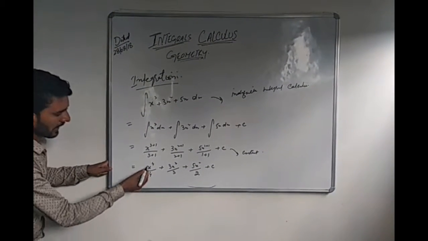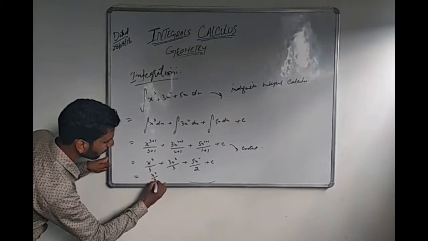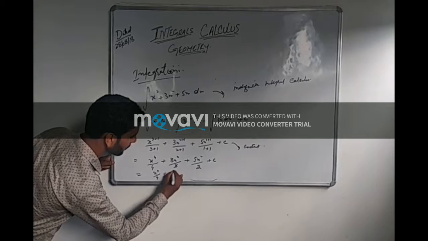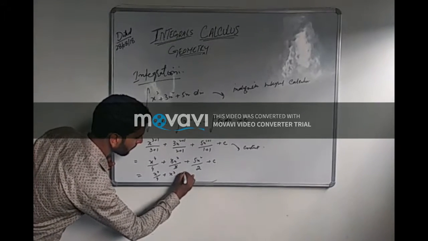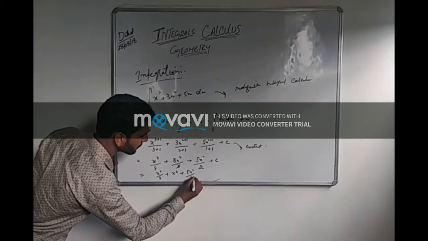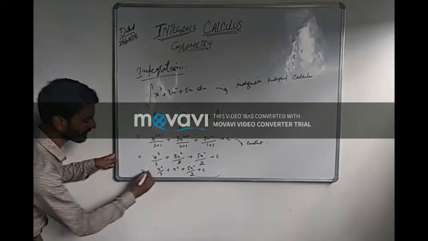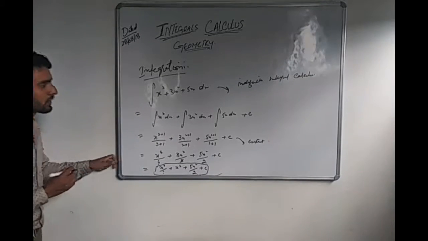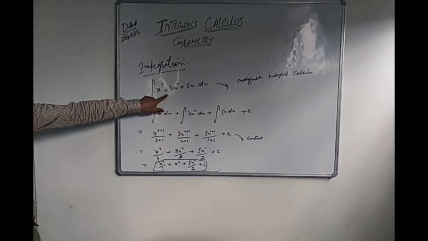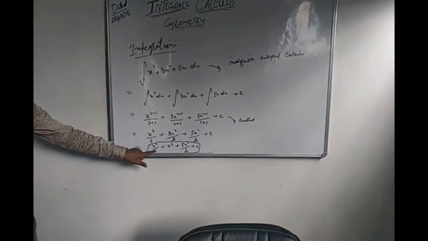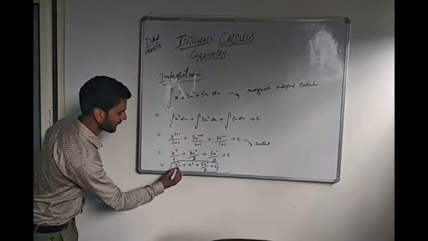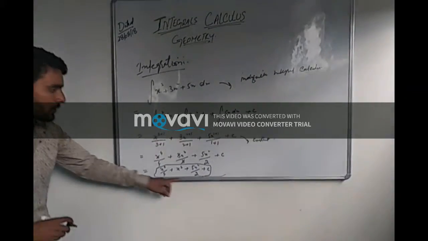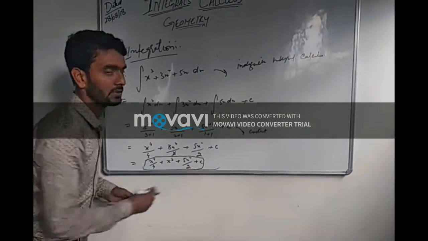Here x raised to power 4 divided by 4, plus here 3 and 3 will be cancelled. It will be x cube plus 5x squared divided by 2 plus c. This is the final solution of this equation, or we can say the antiderivative of this equation is x^4 divided by 4 plus x cube plus 5x squared divided by 2 plus c, where c is the constant.